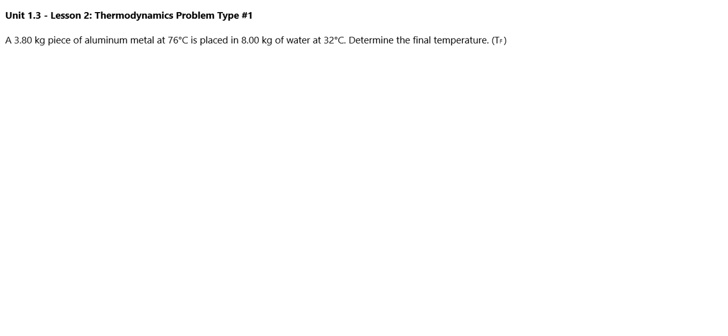So, a 3.80 kg piece of aluminum metal at 76 degrees Celsius is placed in an 8 kilogram glass of water, I guess. It doesn't say that. At 32 degrees Celsius. Now, here's a hint. I don't know what kind of assignments you might receive in your class. This is a problem created by PLTW, just different numbers. So if you understand how to solve this, then it will apply to what you have to do. Now, determine the final temperature, TF.